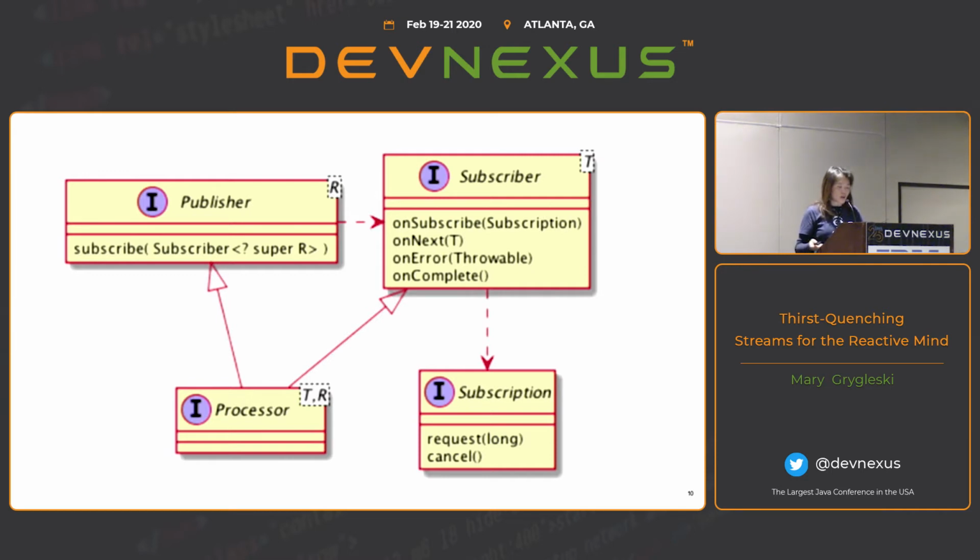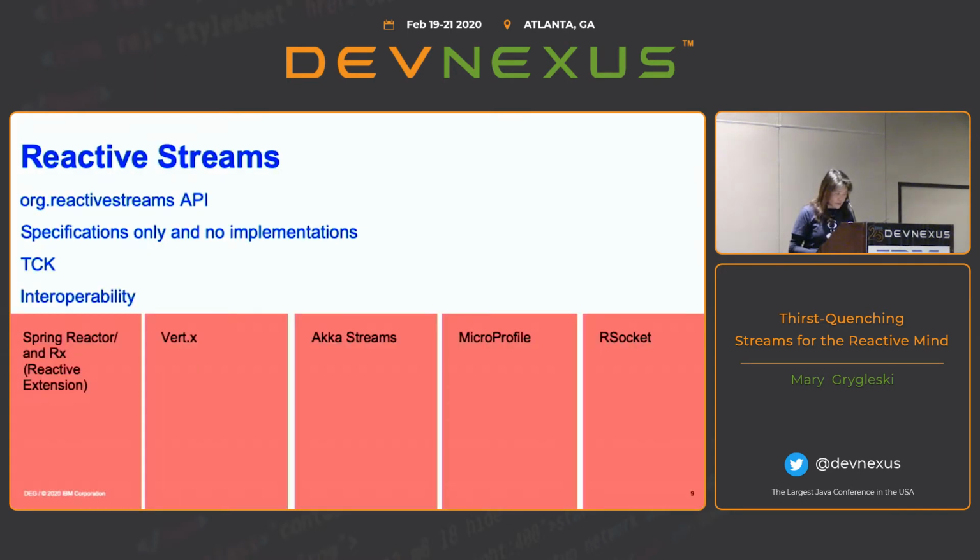And then there's also the processor. The processor essentially processes the messages between the publisher and the subscriber side. So that's the four interfaces. But I'll go back a little bit.